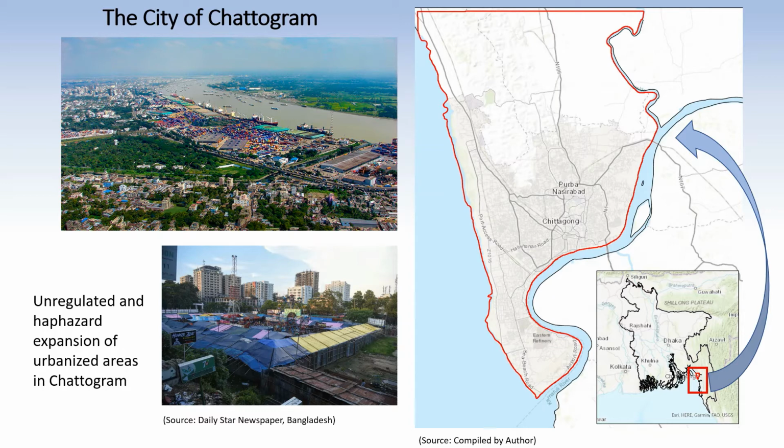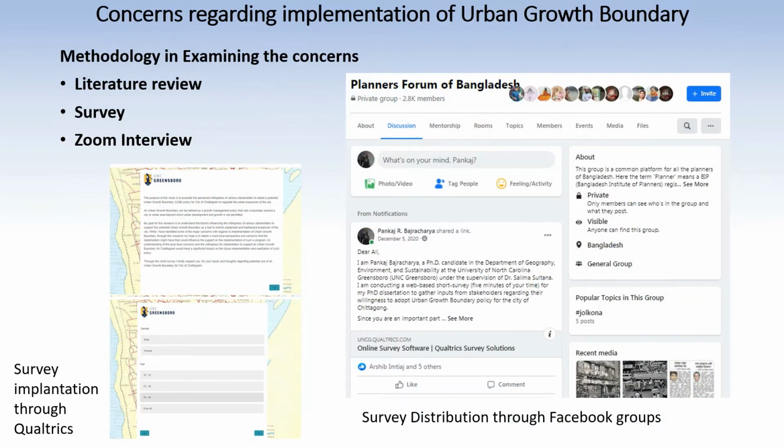While urban growth boundaries have been successfully implemented in various places in the past, there have been numerous issues, particularly within the developing countries, that have resulted in less than effective implementation of urban growth boundaries. In this paper, I investigate some of the major concerns that would need to be addressed for this potential implementation of urban growth boundary for the city of Chattogram to be successful.